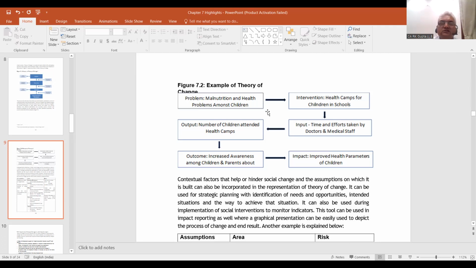So contextual factors that help or hinder social change and the assumptions on which it is built can also be incorporated in the representation of theory of change. So it can be used for strategic planning with identification of needs and opportunities, intended situations, and the way to achieve that situation. It can also be used during implementation of social interventions to monitor indicators. So this tool can be used in impact reporting as well, where a graphic presentation can be easily used to depict the process of change and end result.